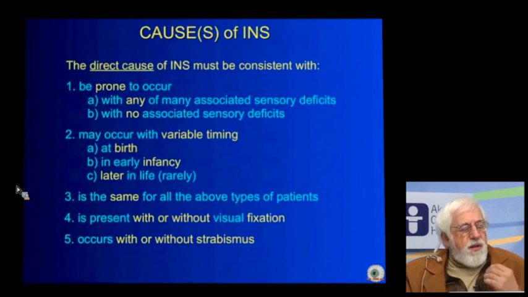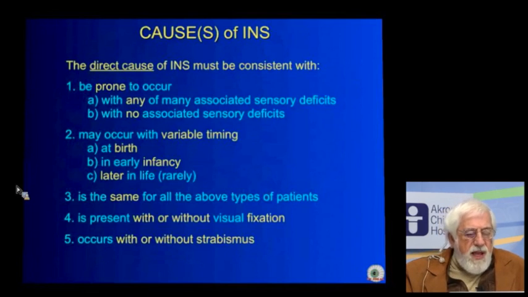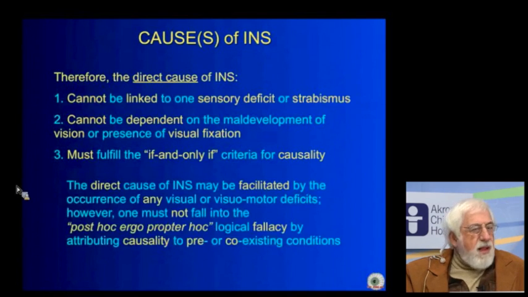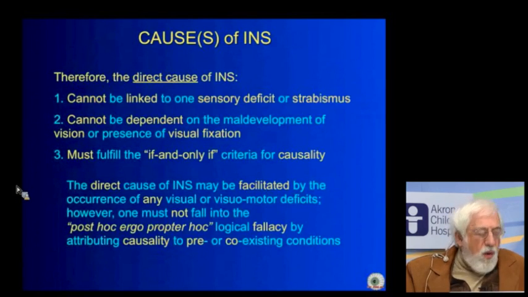Therefore, if you talk about the direct cause, you can't link it to one sensory deficit or to strabismus. You can't say it's dependent on the maldevelopment of vision or the presence of fixation. And any cause you come up with had better fulfill a logical if-and-only-if criterion for it to be truly causal. As I said before, many things facilitate it, but you must not fall into the post hoc ergo propter hoc logical fallacy. Just because something is there, you call it a cause.